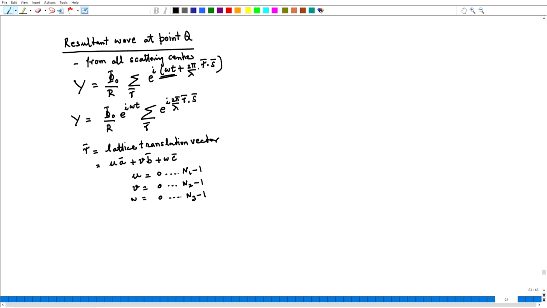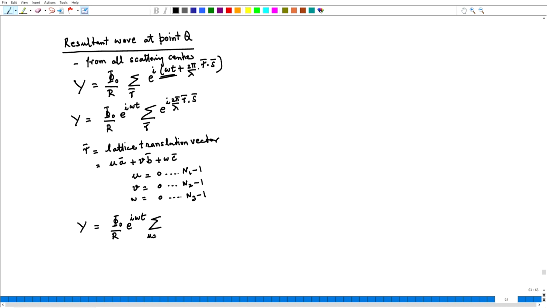And therefore, one can write the resultant wave at point Q in terms of 3 summations, one summation over u, the second over v and the third over w. So, the resultant wave now I can write as phi 0 upon R e to the power i omega t, and substituting for R now in this, I will end up first summing over u, let us say.